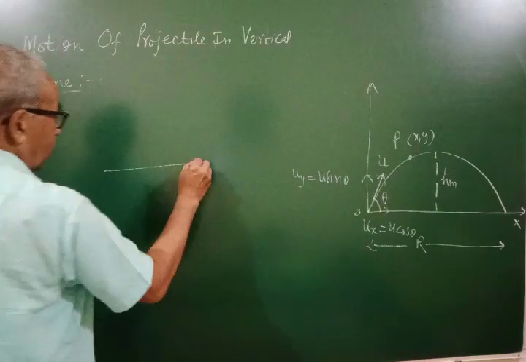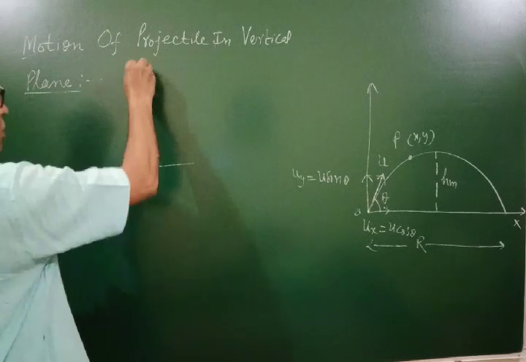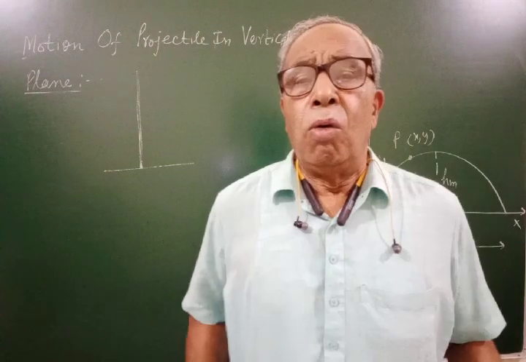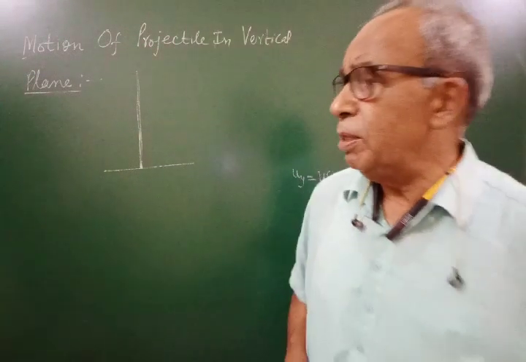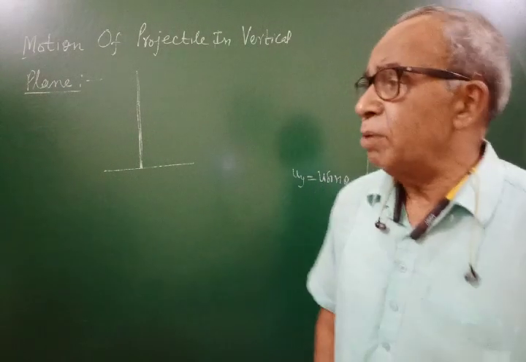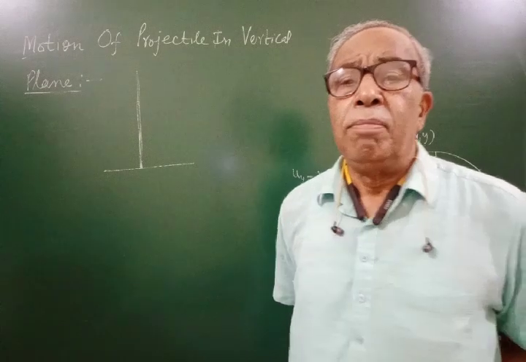If we throw any body vertically up, it goes up and comes down. So the path is a straight line. This is also a projectile. Whatsoever body has been thrown, either horizontally or vertically, that becomes a projectile. Please make note of it.